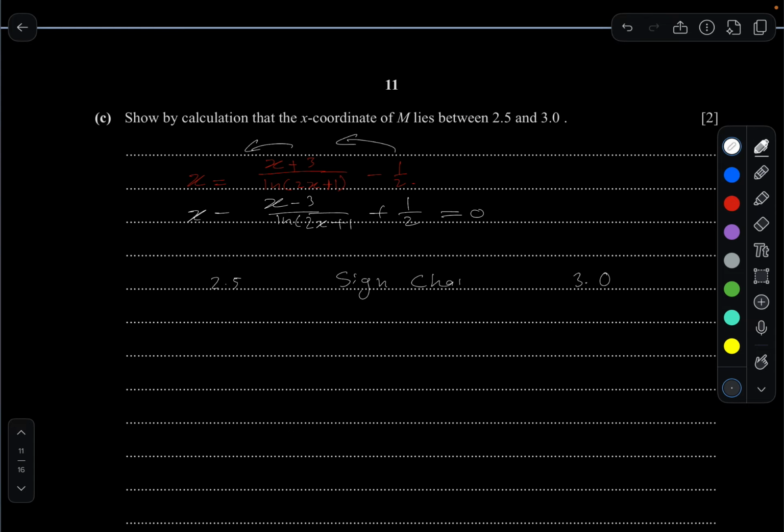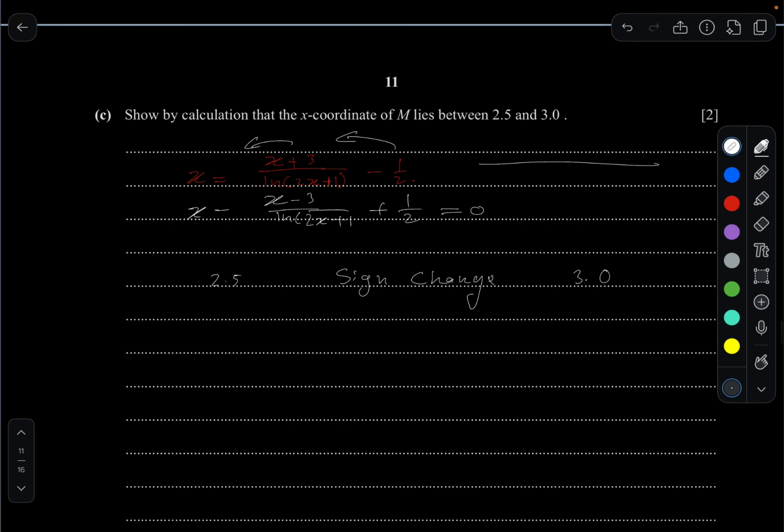Sign change. Think of it like this. If you have something that crosses the x-axis, on this side it will be positive, and on that side it's negative. So to show by calculation that the x-coordinate of M lies between those two points, you should have a sign change.